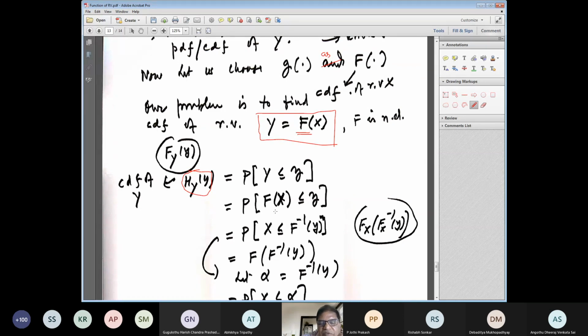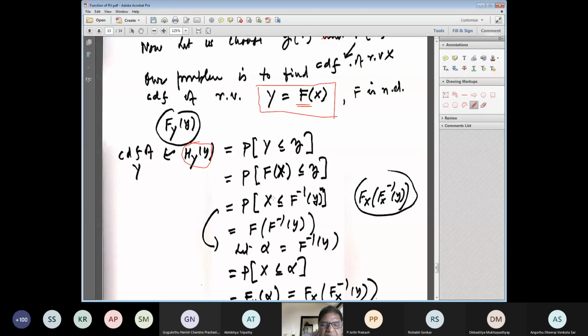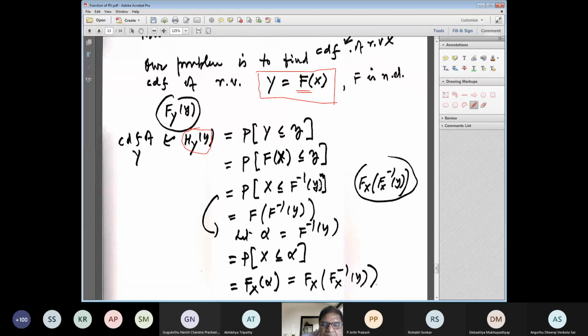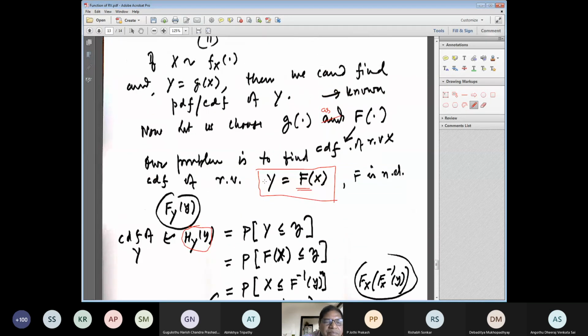Since F is a non-decreasing function, a monotone function, as we know, I can write X less than F inverse of y. Now here again, since the CDF of X is known, we have stated from the beginning that if X has a density function f(x), then its CDF is F(x).